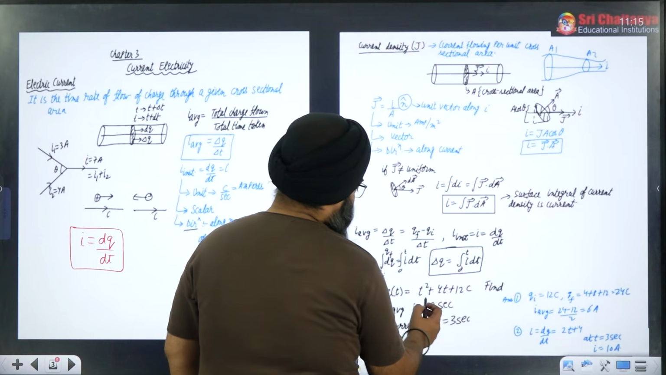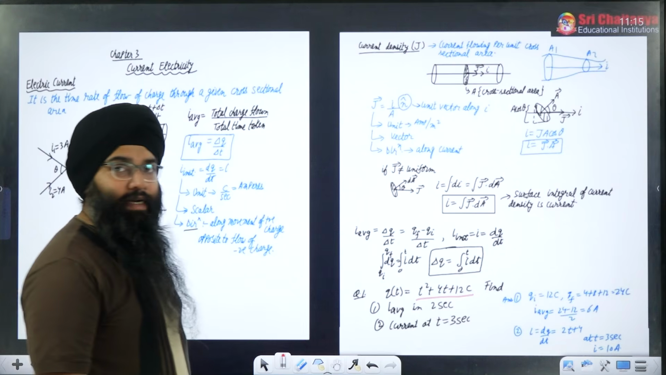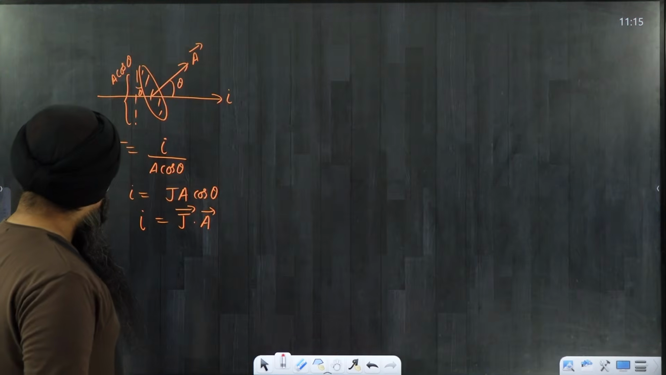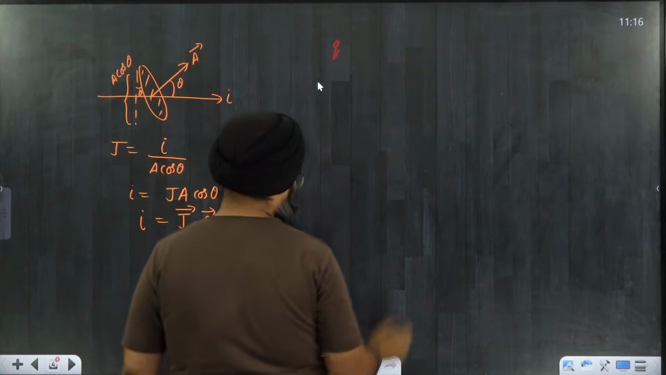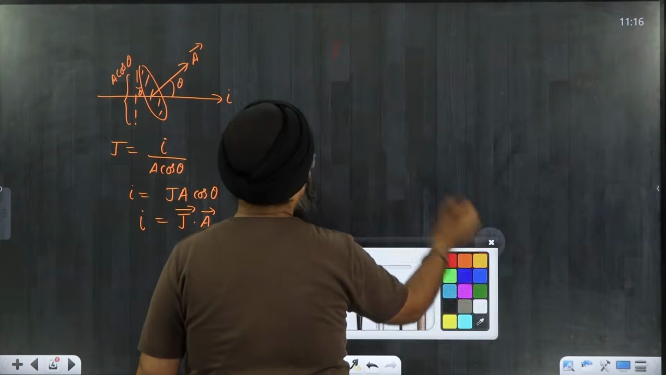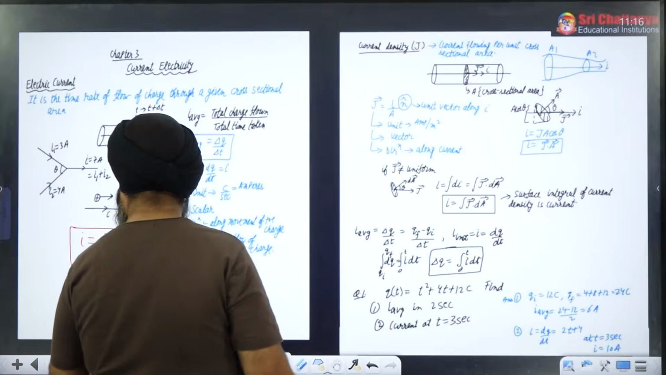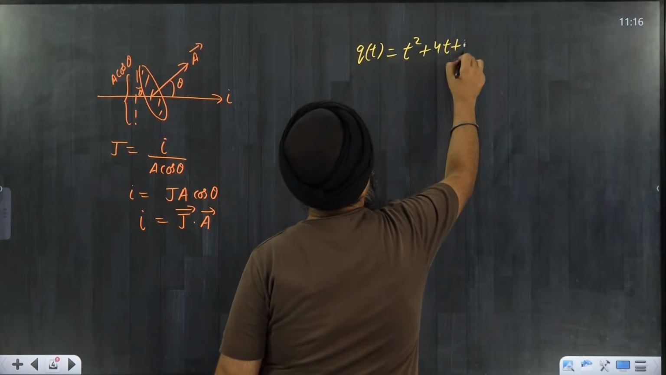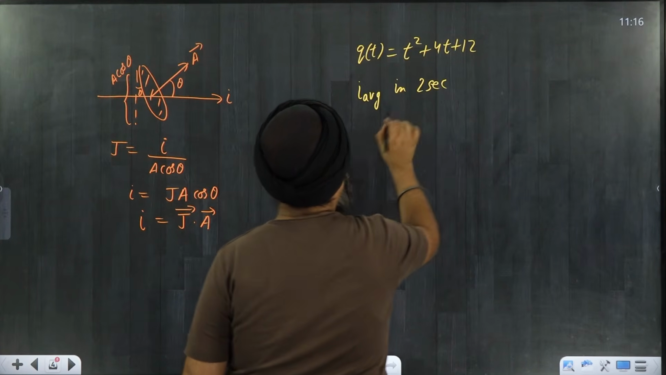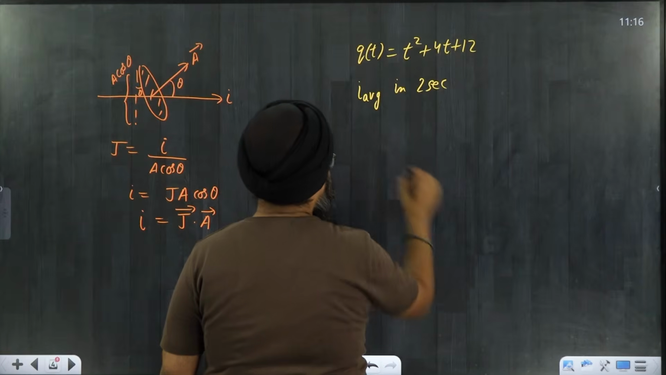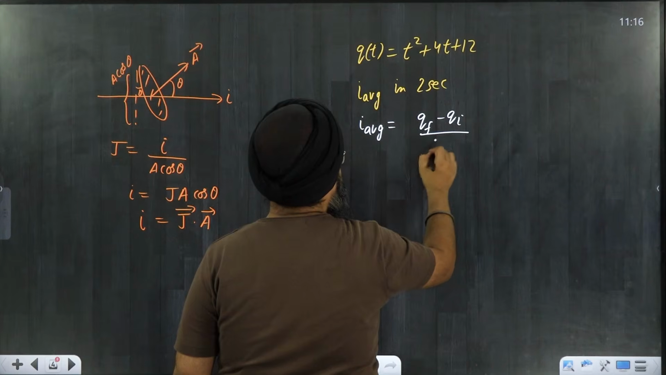Suppose I have given a question here that Q is equal to t square plus 4t plus 12, and they are asking you to find the average current in 2 seconds and the current at t equals 3 seconds. So the charge is given as t square plus 4t plus 12. In the first case, they are asking for the average current in 2 seconds. To find the average value of current, we just go for final charge minus initial charge divided by total time taken, delta t.